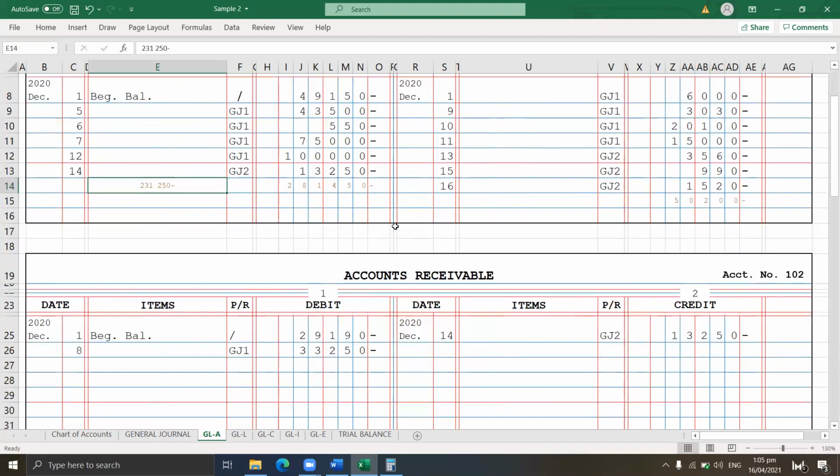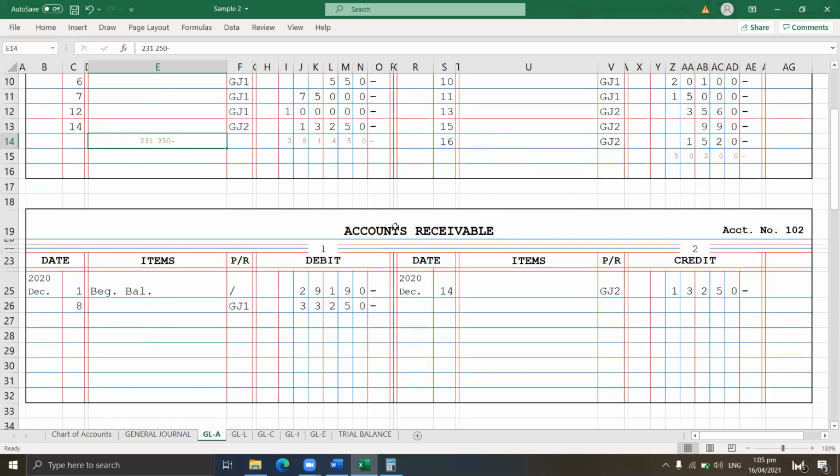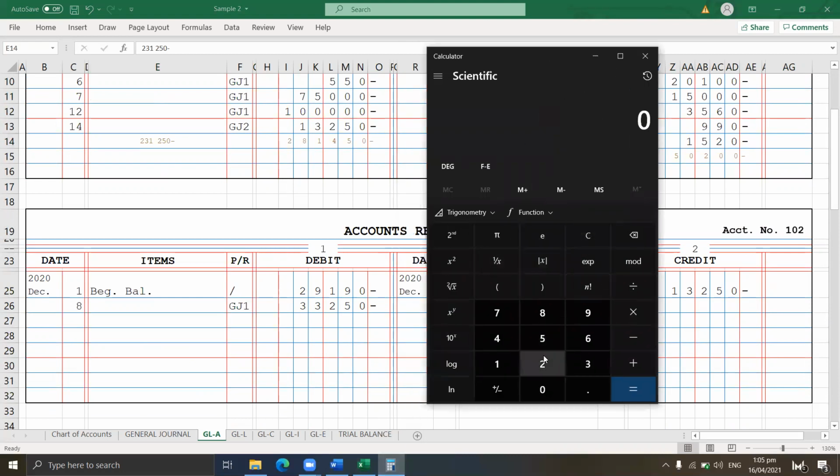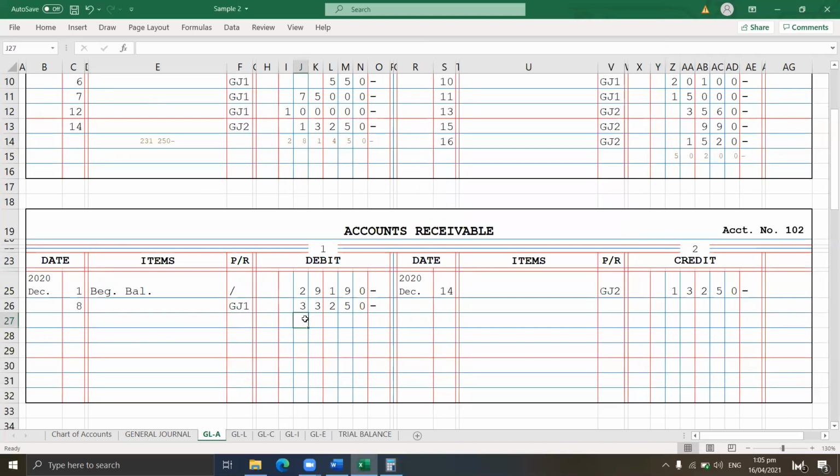Okay. So next, sa ating accounts receivable. So kung mapapansin niyo yung debit natin may dalawa. So i-total natin yung credit kahit wag na kasi mag-isa lang siya. So for the total debits natin, accounts receivable, so we have 29,190. Okay. Then plus 33,250. So that's a total of 62,440. Okay? 62,440. So lagay natin 62,440.